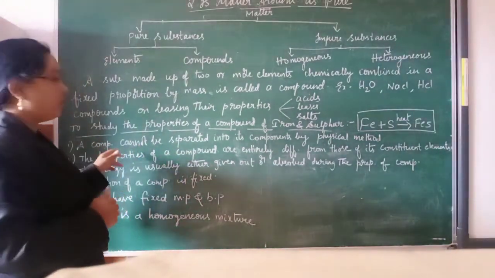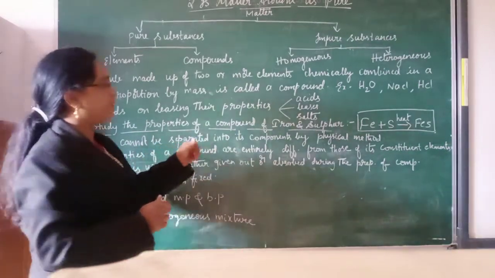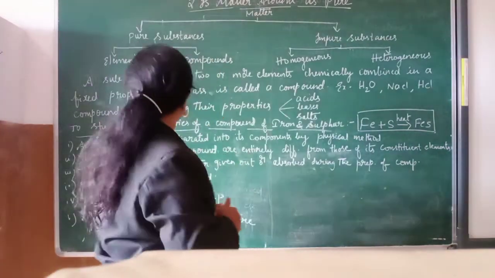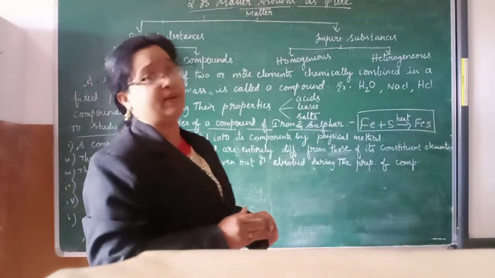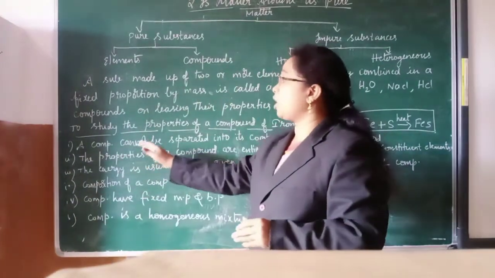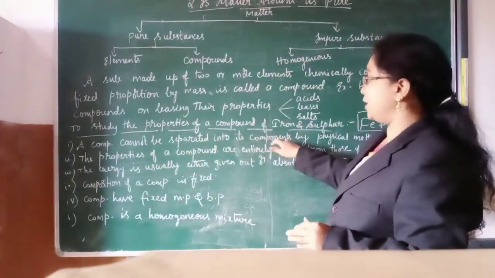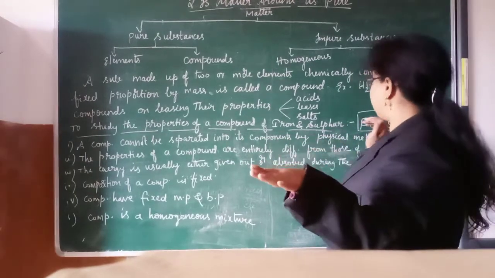See, the first one: a compound cannot be separated into its components by physical methods. What is the first one? A compound cannot be separated into its components by physical methods.